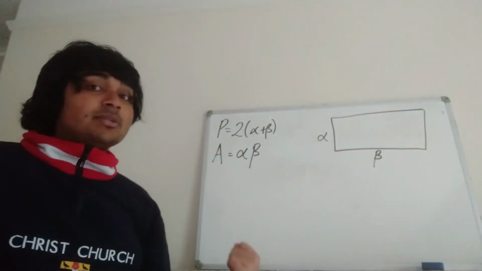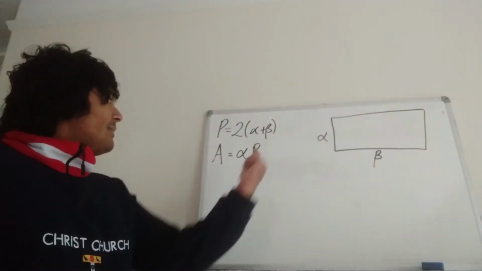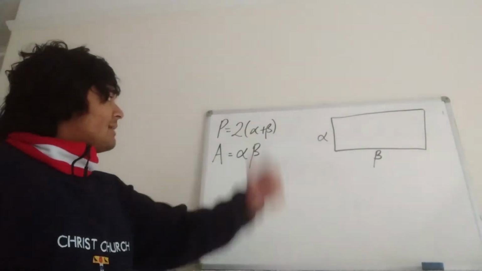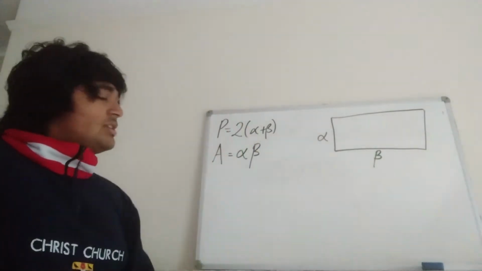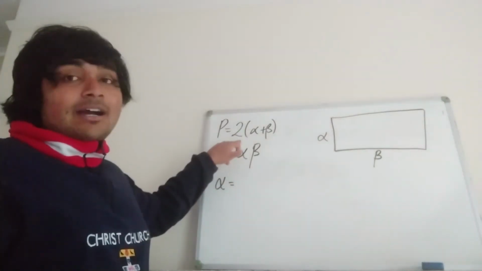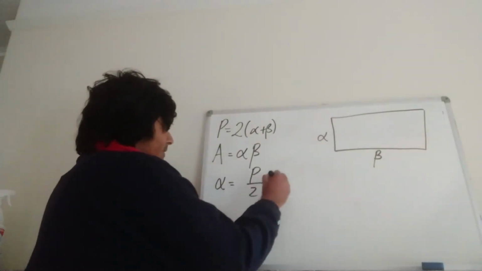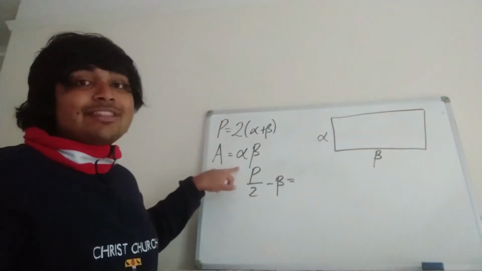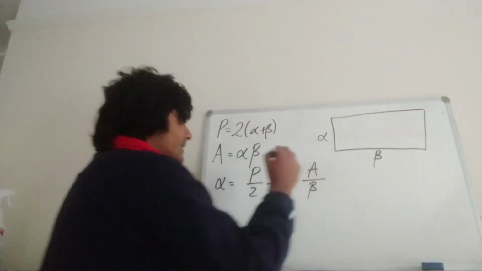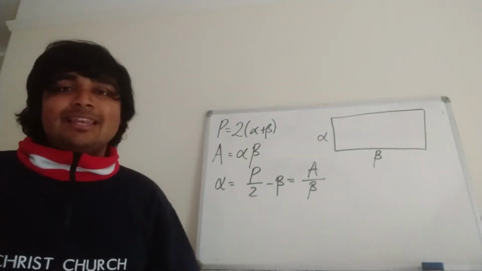Now remember what we're trying to do is prove that P squared is at least 16A, so we've got to build a relationship between P and A. The way we're going to do that is by comparing these two equations by isolating one of alpha or beta. They're sort of symmetric, so it doesn't matter which one we choose, so we're going to choose alpha. If we isolate alpha in the first equation, we get that alpha is equal to P over 2 minus beta. But if we isolate alpha in the second equation, we get that alpha is A over beta. So now we've got an equation involving P, beta and A, and we've eliminated alpha.